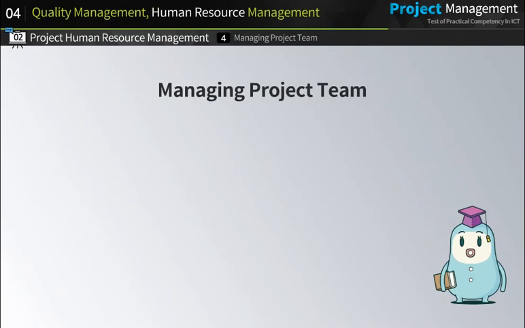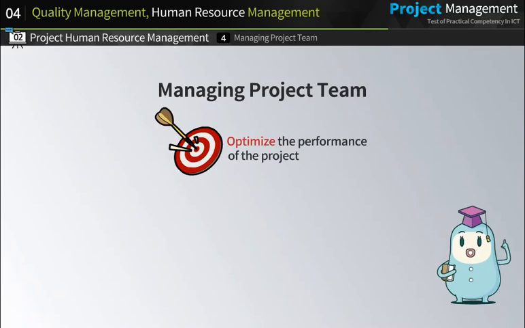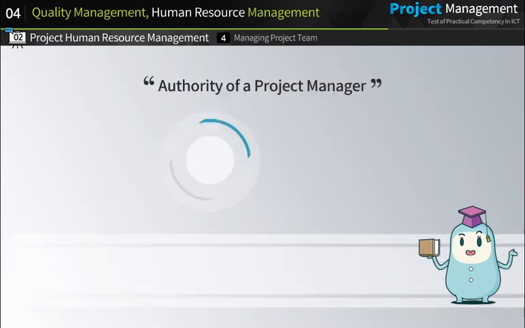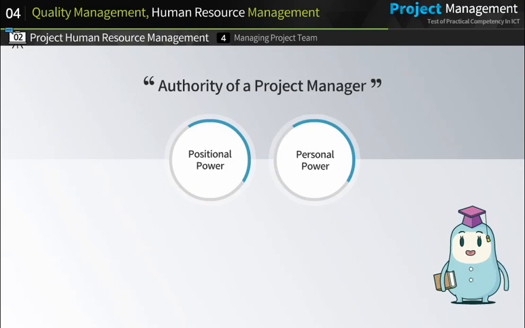Fourth, managing project team. Managing project team is a set of activities to manage the performance of the team members, to address their issues and problems, and to manage the changes about the team, under the purpose of optimizing the project performance. In general, the authority of a project manager is classified into positional power and personal power. Using these authorities, a project manager addresses conflicts and issues in a project.